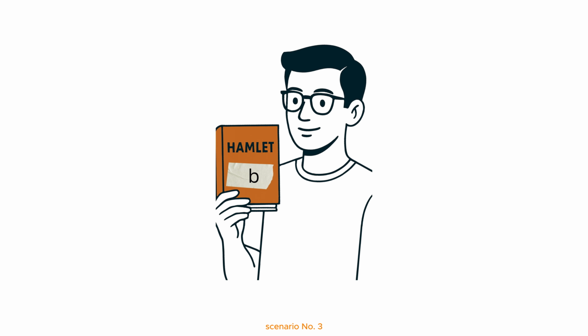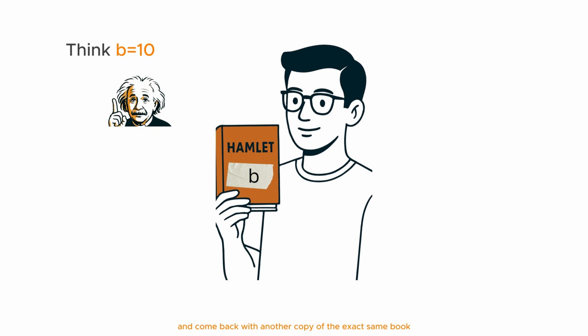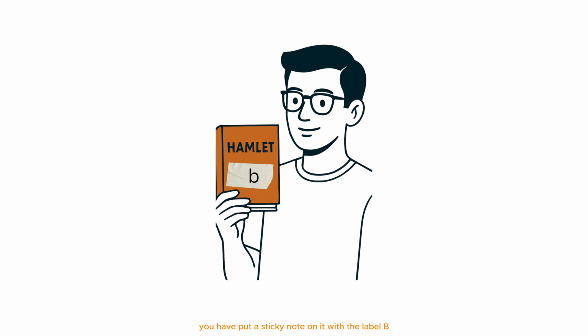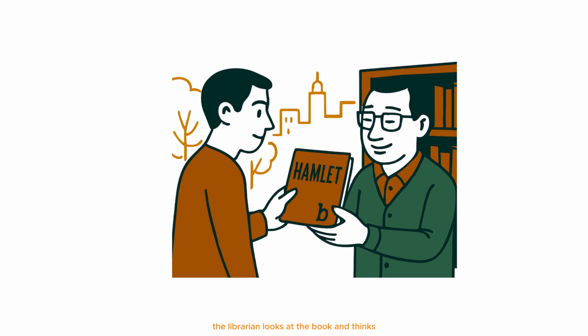Scenario number 3. Now for the most interesting part. You leave the library and come back with another copy of the exact same book, Hamlet by Shakespeare. This time you have put a sticky note on it with the label B. You hand it to the librarian. The librarian looks at the book and thinks, wait, I already have a copy of this exact book on shelf 28. It would be a waste of space and confusing to have two identical books in different places.